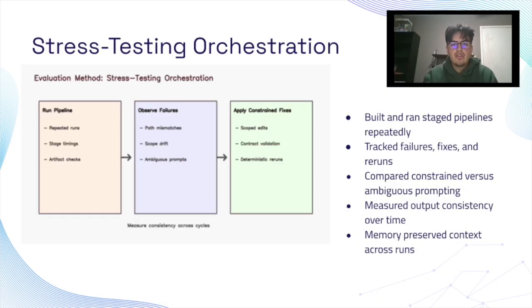To evaluate that research question, I used a staged pipeline and ran it repeatedly under continuous input conditions. What I was tracking was not only whether or not the task completed, but how the agent handled failures, reruns, and iterative fixes over time. Specifically, I compared behavior under tightly constrained prompts versus more ambiguous instructions. Memory assisted context was also tested to try and reduce repeated errors across iterative runs.